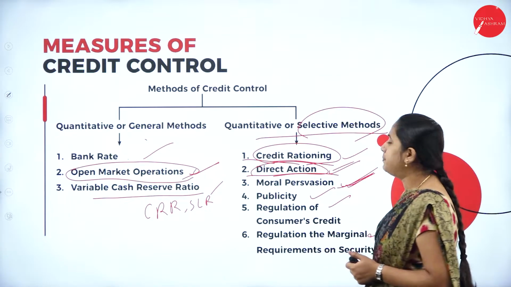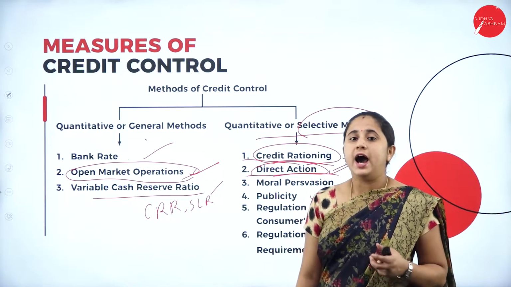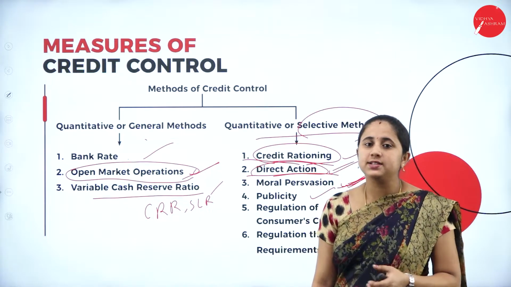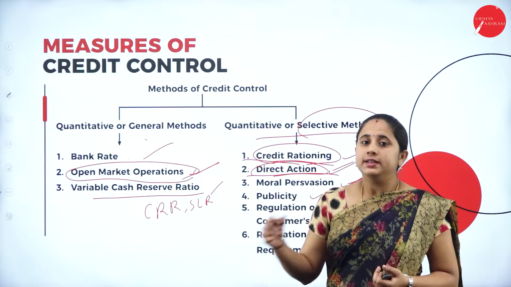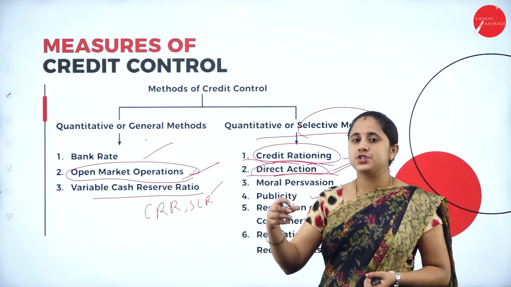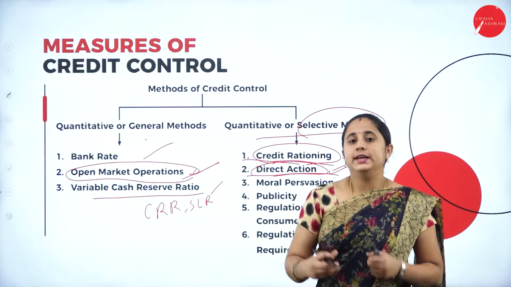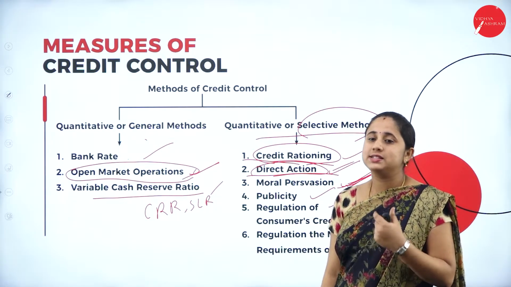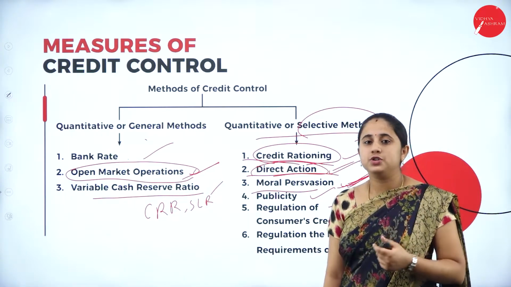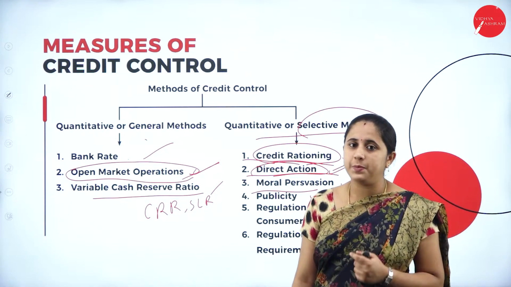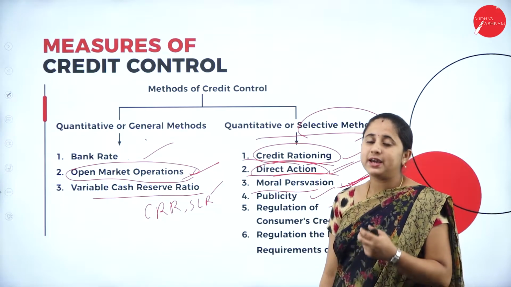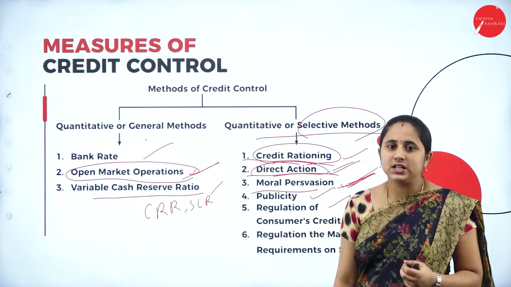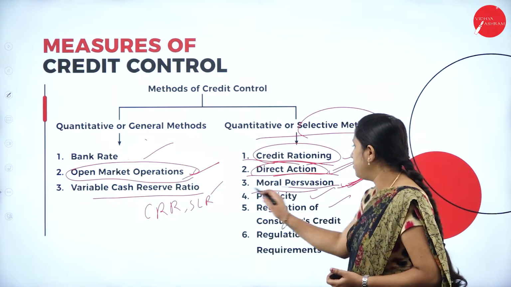Next one, moral persuasion. Under this method, RBI is going to guide and give instructions to the commercial banks in order to control the credit system. The commercial bank has to follow all the instructions and guidelines given by the RBI. Mainly the success of moral persuasion depends on the cooperation between the two banks, that is RBI and commercial banks. Commercial banks have to obey the instructions and guidelines given by the RBI. Then we can successfully control the credit system using moral persuasion.